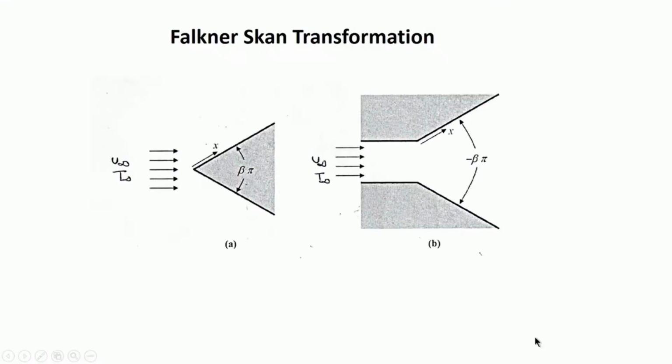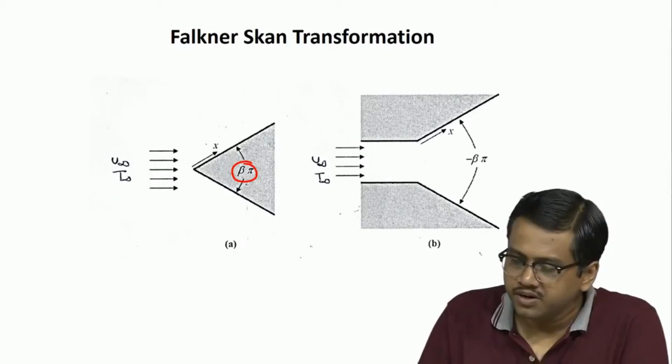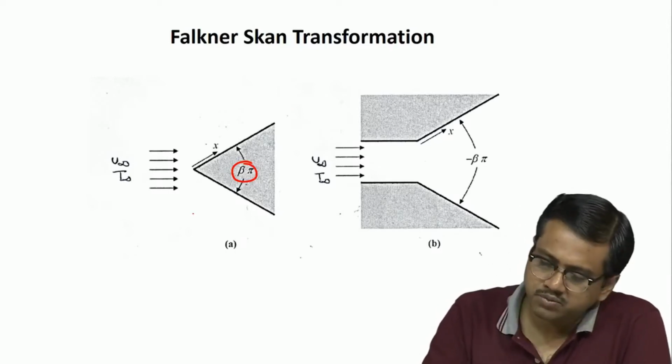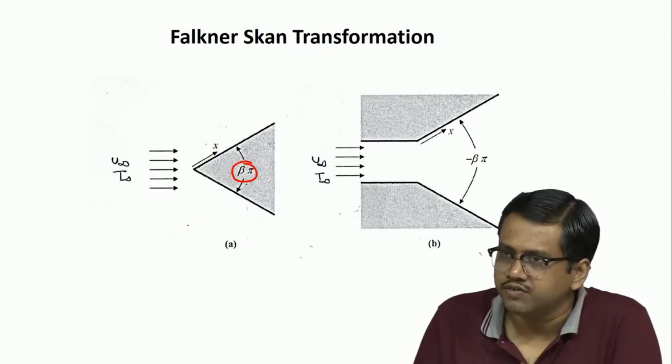Let me see. So if you look at it here, for example, this is one type of a wedge. Go to the PPT view. Okay, so this is one type of a wedge. The angle subtended is beta pi. This is u infinity, still T infinity. This is how the direction of x is measured. So this is more like a convergent channel kind of a flow.